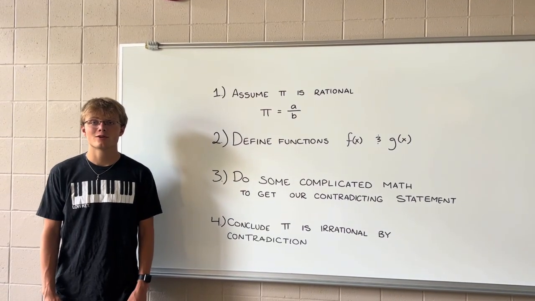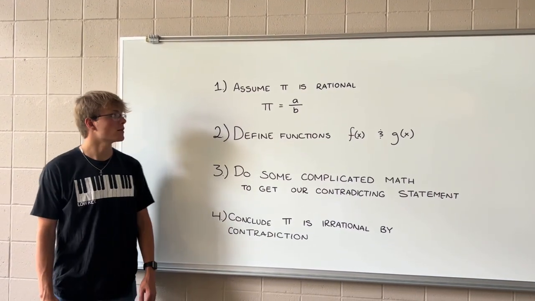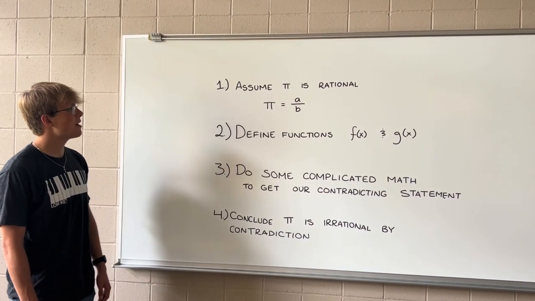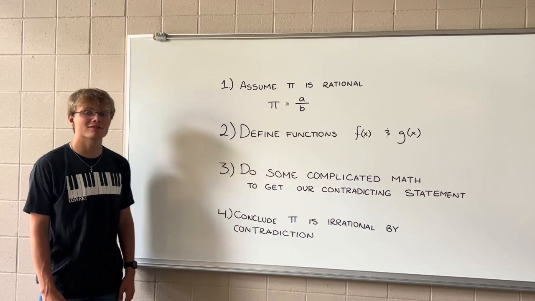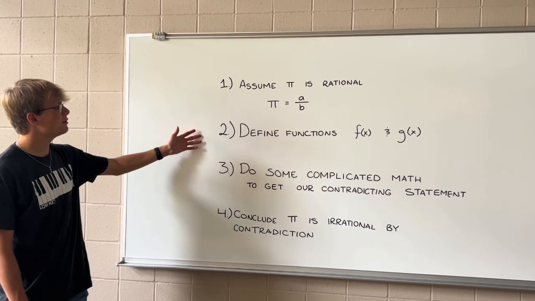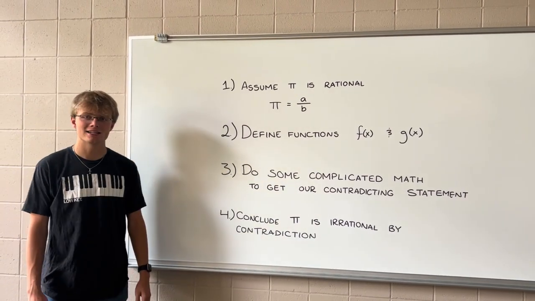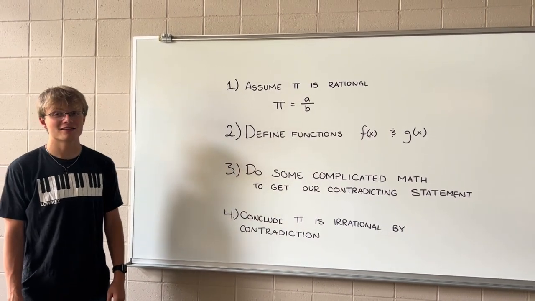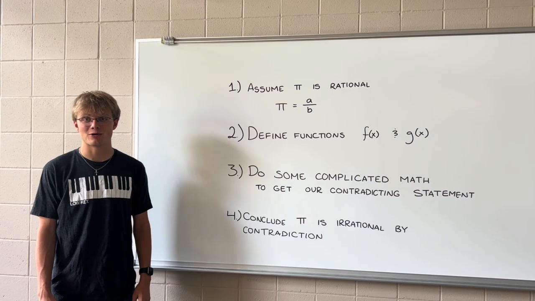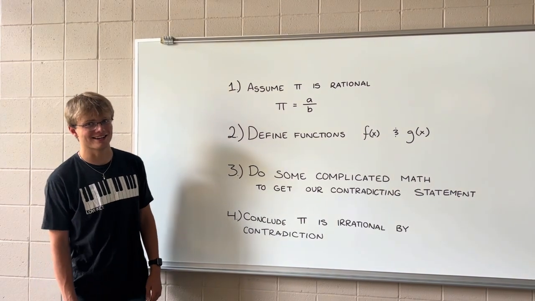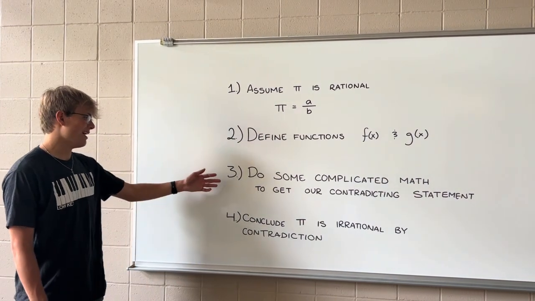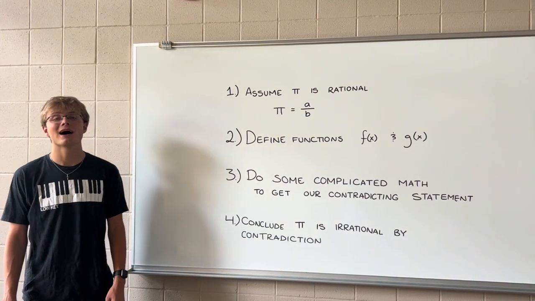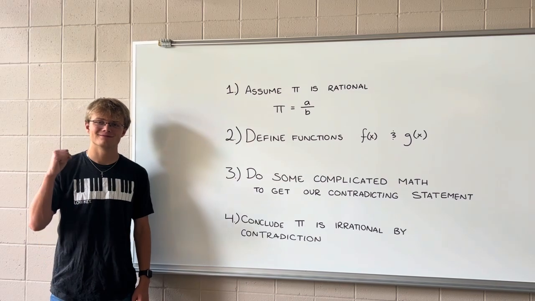Here are the steps in order to prove pi is irrational. Our first step is to assume pi is rational. We will do this by setting pi equal to a divided by b. Next, we will define functions f of x and g of x. Then, we'll do some complicated math which Wikipedia says is simple calculus, but I took Calc 1 and I don't think it's that simple. And from this, we'll get two contradicting statements. Finally, we'll conclude pi is irrational by contradiction.